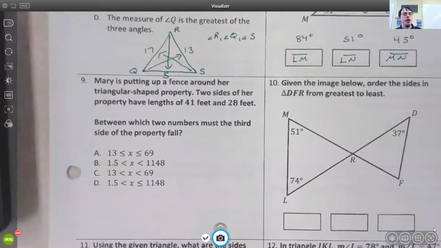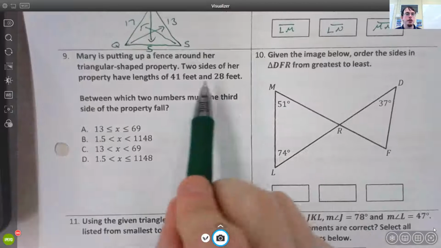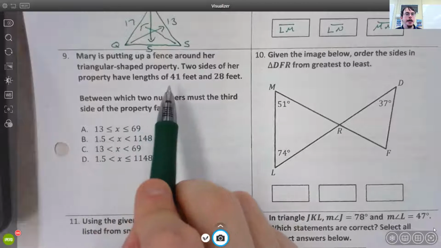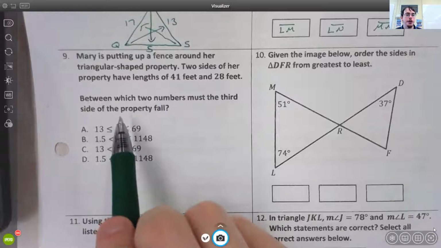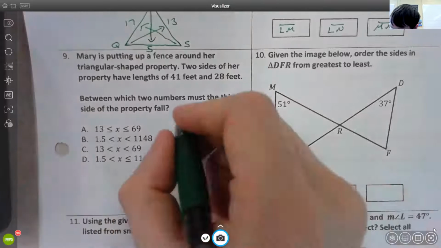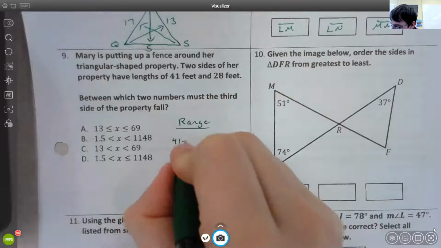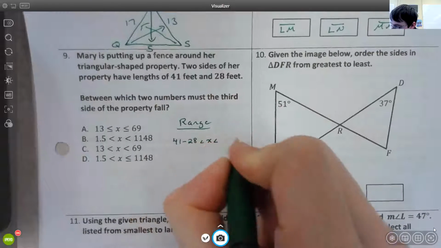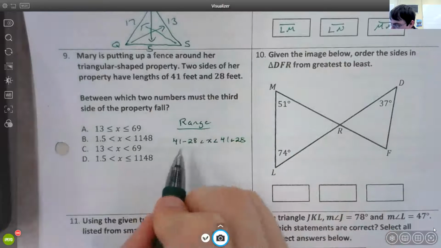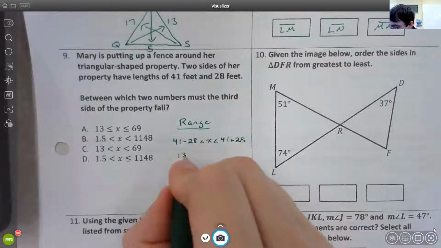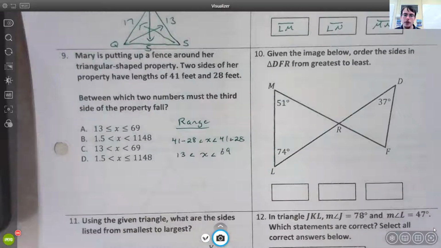Number 9, Mary is putting up a fence around her triangular shaped property. Two sides of her property have lengths of 41 feet and 28 feet. Between which two numbers must the third side of the property fall? So this is a range problem. So we're going to take our two numbers, 41 and subtract 28. Then we're going to take 41 and add 28. 41 minus 28 is 13. 41 plus 28 is 69.